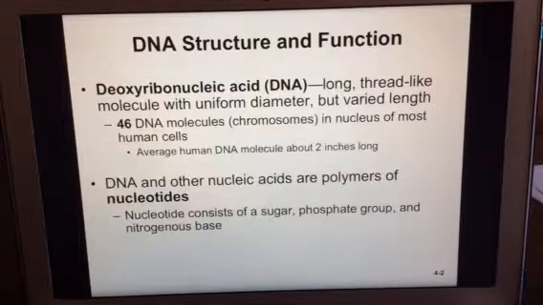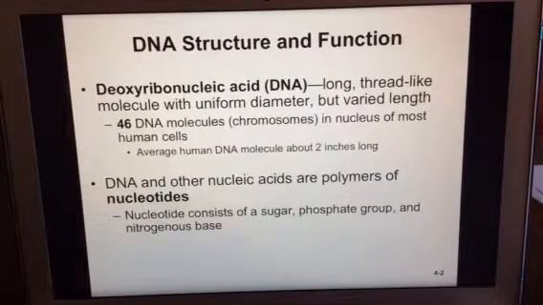So it's a long thread-like molecule. We ourselves have 46 DNA molecules. We call them chromosomes at certain points, and they are in the nucleus. So an average human DNA molecule is about 2 inches long.